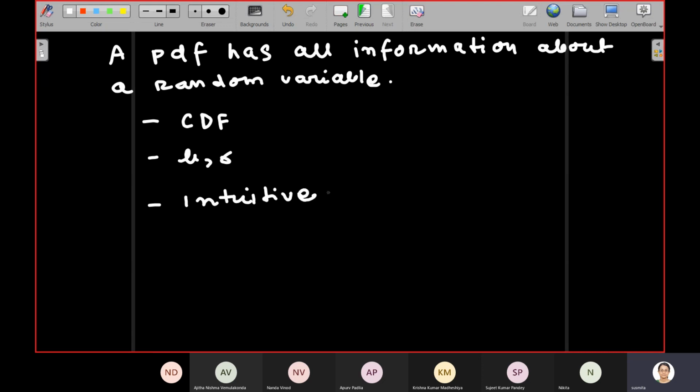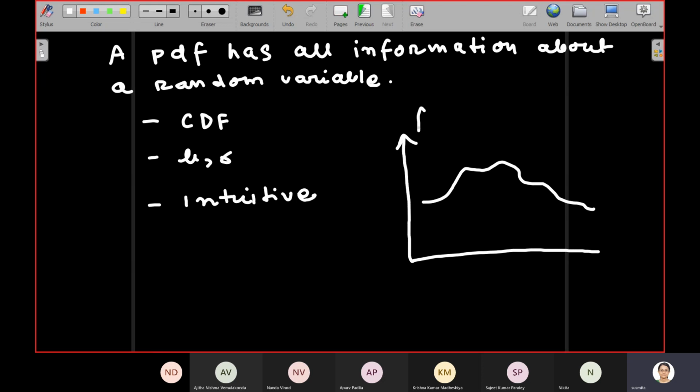What do I mean by this? See, suppose we consider a single dimension because it is easy to visualize. So let's say this is the PDF of the variable, and this is capital X. Now we just take two values of X. This is, let's say, x1, and let's say this one is x2.